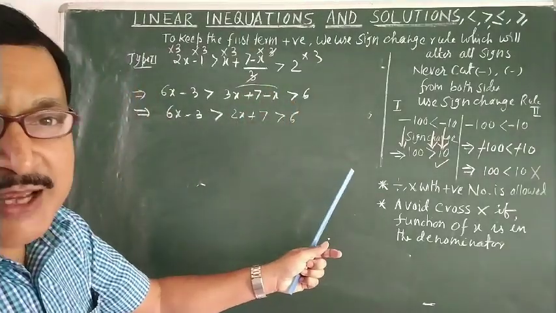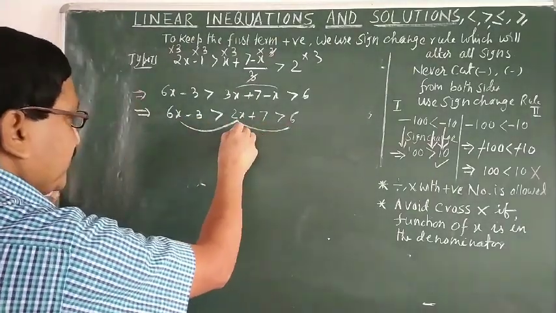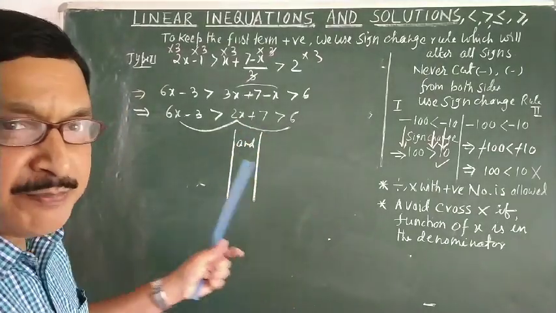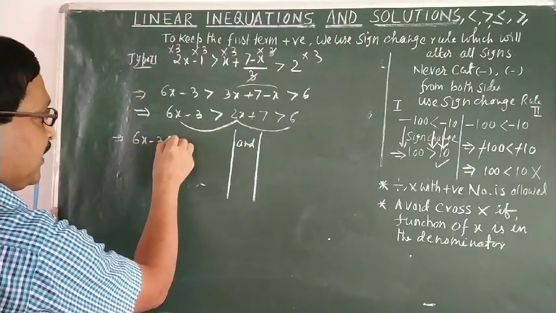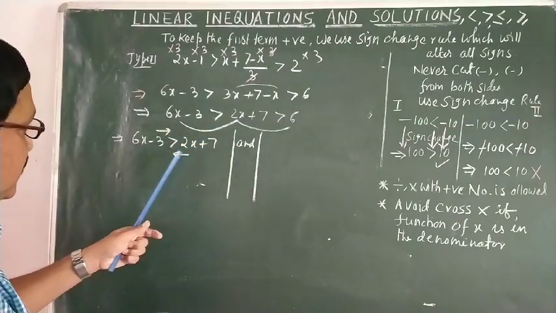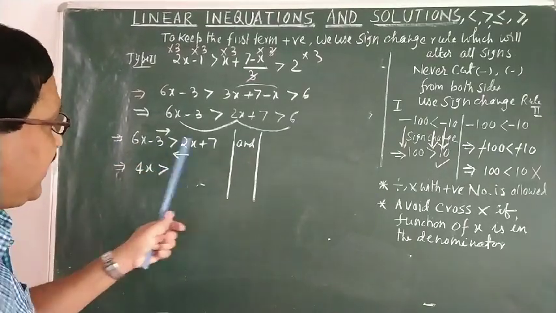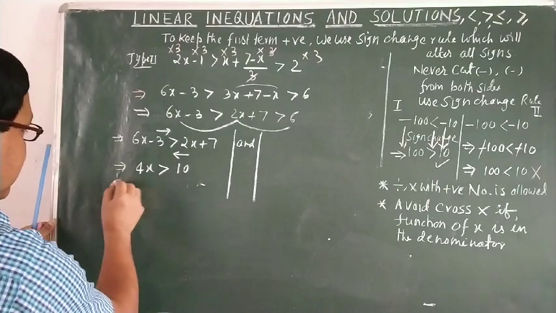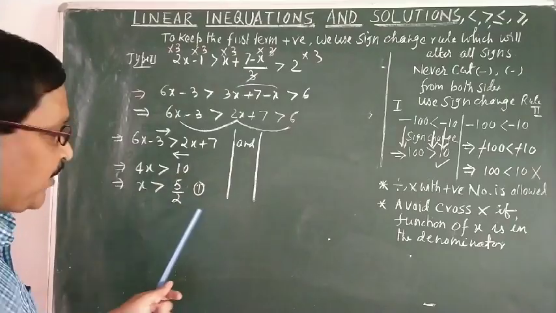Now to answer this type of triple inequality, 1, 2, 3 terms are there, taking this and this separately. So make two groups with AND. The answer will be common to the first group and the second group. So this will give you 6x minus 3 is more than 2x plus 7. Now transfer this to this side. So when 2x comes to this side, it becomes 4x. And when 3 is added to 7, it becomes 10. Now this is x more than 5 by 2. This is the first part of your answer.